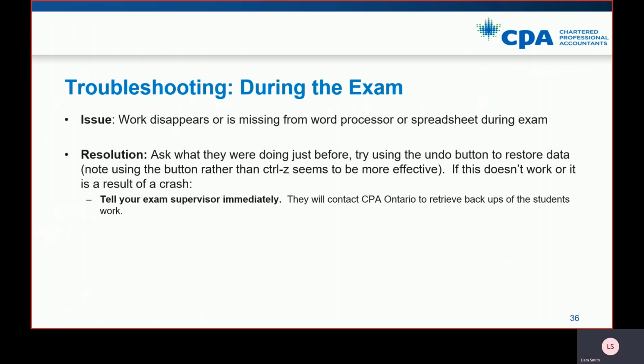If work disappears from a student's word processor or spreadsheet, ask them what they were doing before and log it on an IT ticket. Try using the undo button to restore the data, but if you're unable to recover their work, tell an exam supervisor right away. They'll be able to contact us and we'll be able to get backups of the student's work.